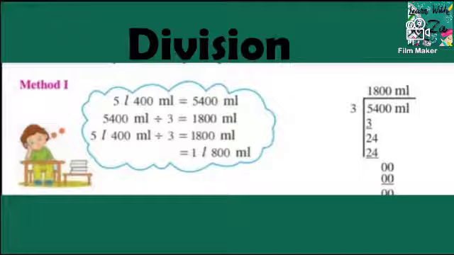Or else we can keep this in 1 unit, 5400 milliliters divided by 3, and we apply the usual long division method, and when we divide it we get 1800 milliliters. We get the answer in milliliters since we divided 5400 milliliters. Then when I ask you to convert 1800 milliliters into liters and milliliters, 1800 means 1000, which is equal to 1 liter. Therefore the answer is 1 liter 800 milliliters. So this is the first method, the usual long division method.